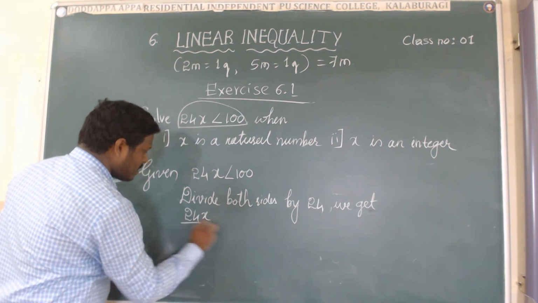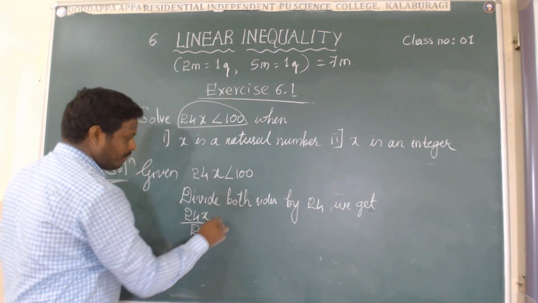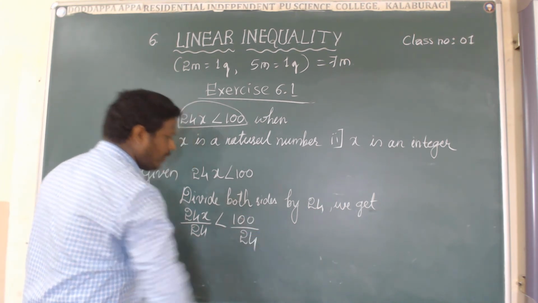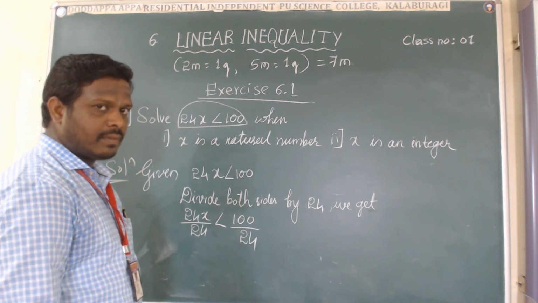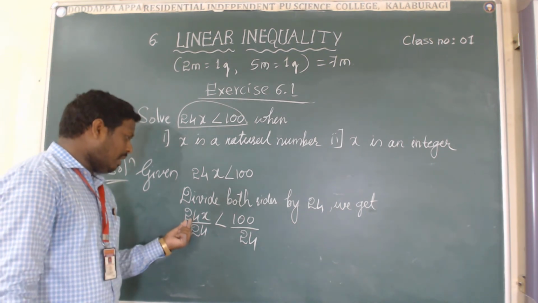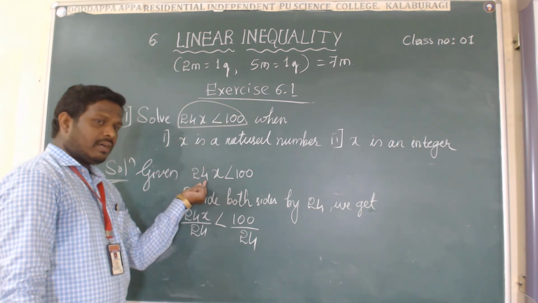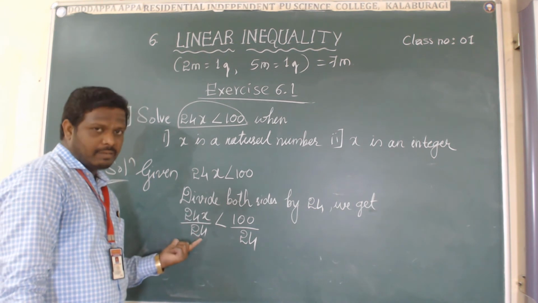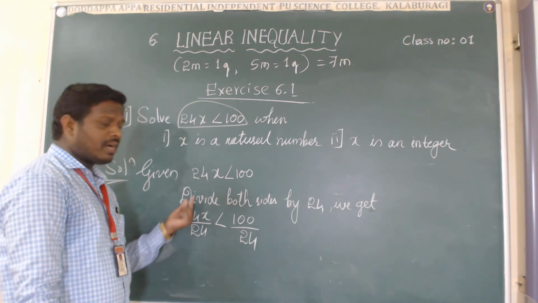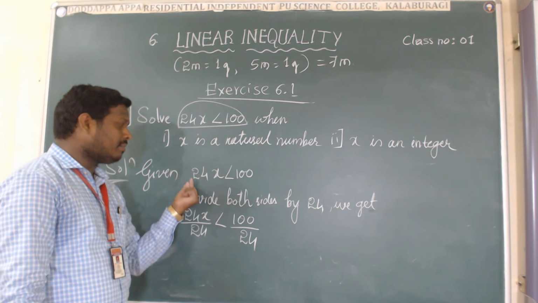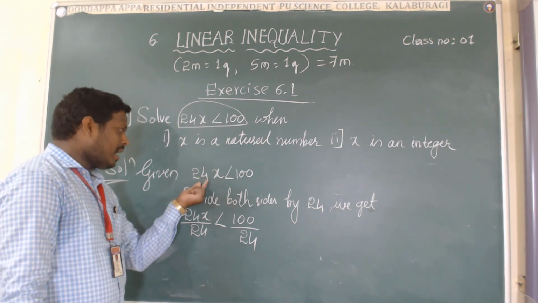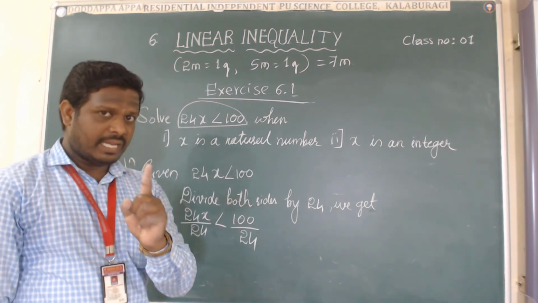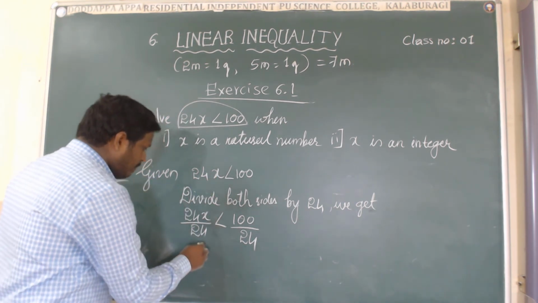24x divided by 24 is less than 100 divided by 24. Yes. By what value should we divide? After dividing, the coefficient of x should become 1. We have to choose such a number for dividing both sides. When we divide both sides by 24, the coefficient of x becomes +1. Yes? Okay, now simplify here.